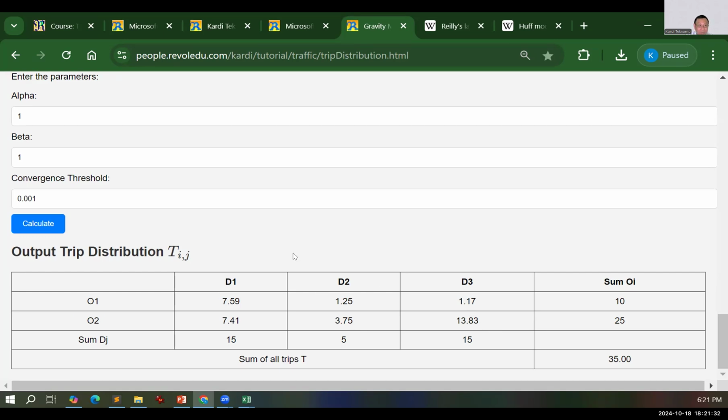We don't have the TLD, so just the basic gravity model. The one in Excel is much more advanced than this one. So, any question? Trying to understand which part you don't understand, you ask.